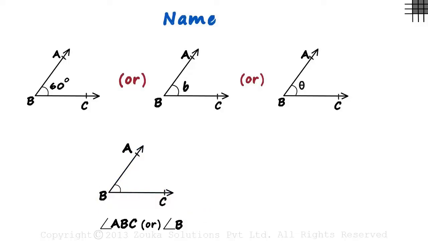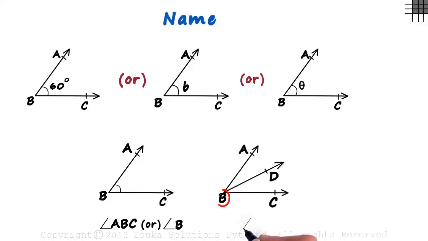Let's see why. Look at this figure. Here, writing just angle B will not work since this vertex does not have just one angle. If we say angle B, we will not know if we are talking about angle ABD or angle DBC, or maybe even angle ABC. So it's always better to write the name of the angle using the three-letter notation.